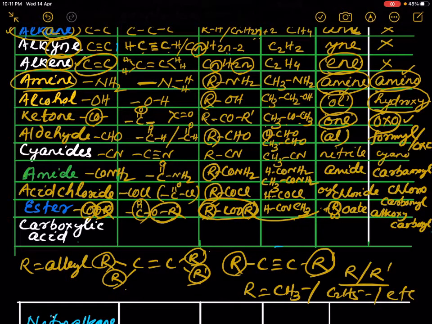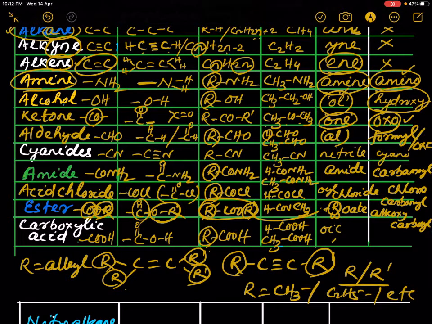Then carboxylic acid, COOH. In expanded form, it is C double bond O, OH. We can write RCOOH as the general formula. Here R can be H, so HCOOH. The next homolog will be CH3COOH. Suffix is oic acid. Prefix is carboxy.